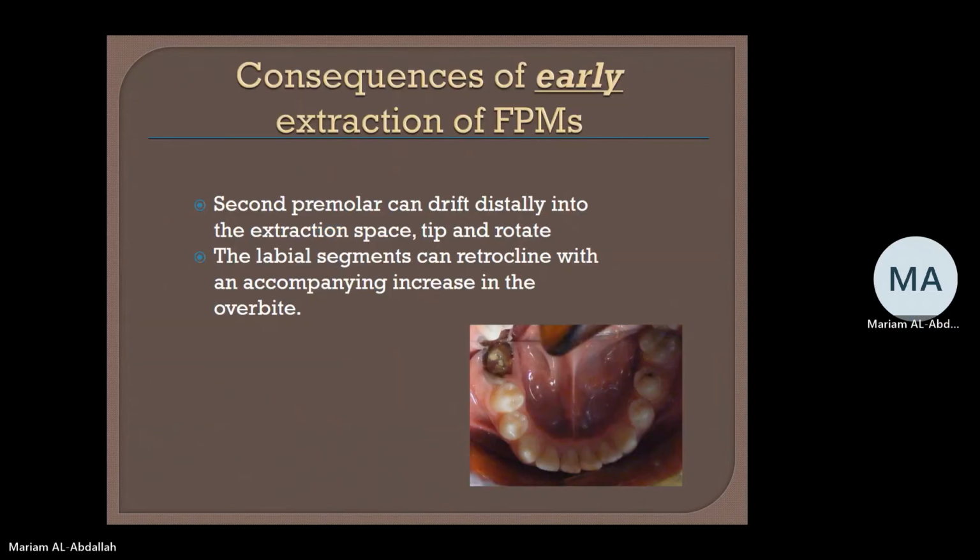Right, now we come to the other extreme, which is early extraction. Early extraction means before the optimal time. Sometimes it is really an emergency and the patient is in pain, there is no other option, we have to extract the 6. What happens is that as a consequence of early extraction, the second premolar will shift and drift distally into the extraction space, and it will tip and rotate. The labial segment can retrocline with an accompanying increase in the overbite. So this is a problem.